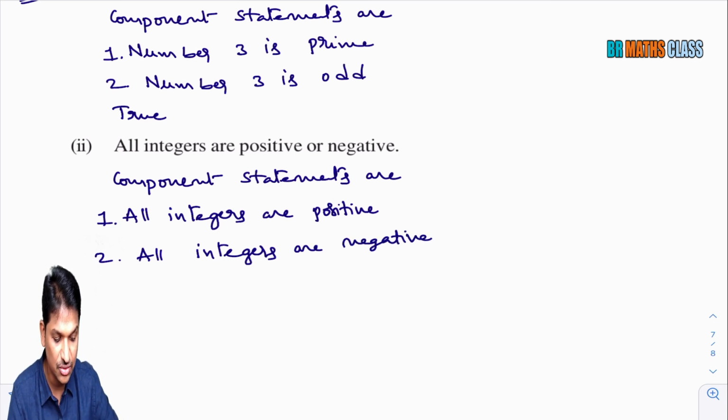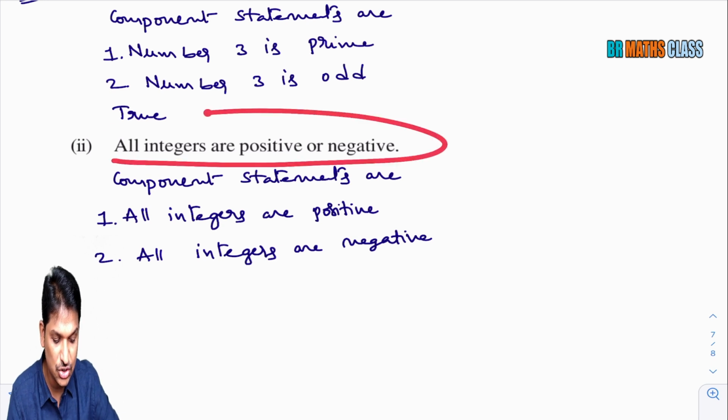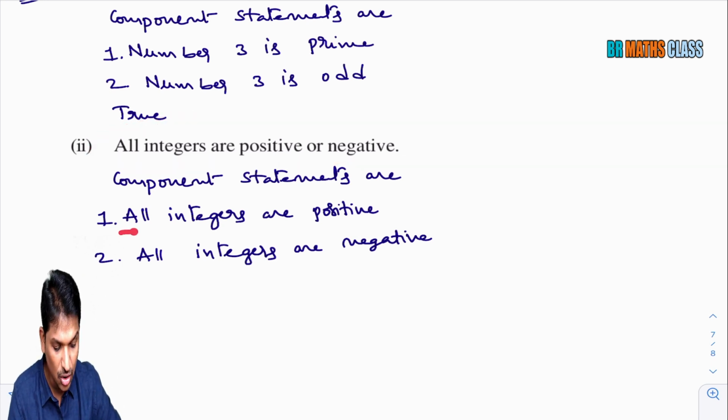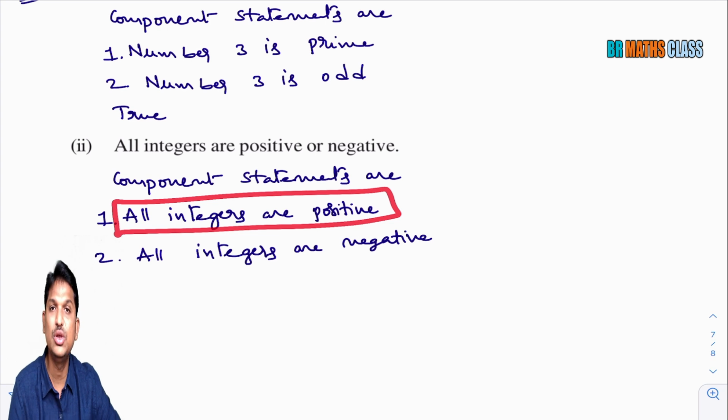All integers are negative. Now they are asking whether this is true or false. You take all integers are positive, they are saying. Actually, it is wrong. All integers are positive as well as negative. Some integers are only positive, not all integers are positive. They are saying that all integers are positive. This is wrong actually. Correct?